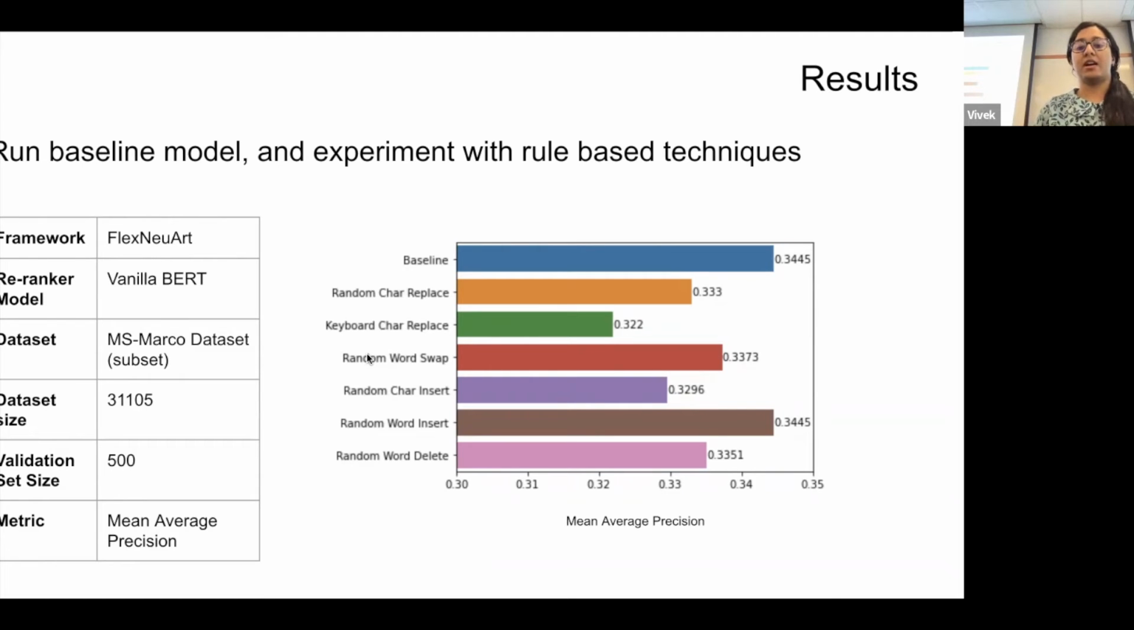And finally, we have random word swap, where two random indexes are selected and the two words are swapped in the document. So we've applied all of these techniques. And what we notice over here is that the baseline is at 0.3445. On the application of our techniques, we noticed that random word insert gave nearly the same accuracy. However, the other techniques did not perform as well.